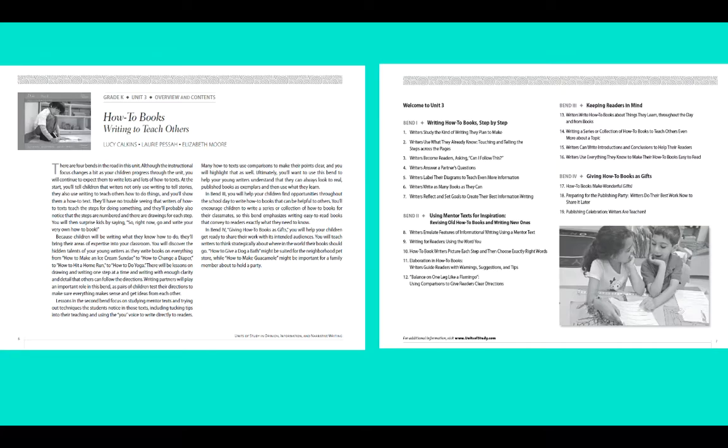Again, you'll see an overview for the third unit in the kit. Unit 3 is titled How To Books. This unit is solely dedicated to writing to teach others. A summary of this unit is provided on page 6, with page 7 detailing the bends and sessions. There are 4 bends for this unit and a total of 19 sessions. Session names are listed so that you can see teaching points for the unit.